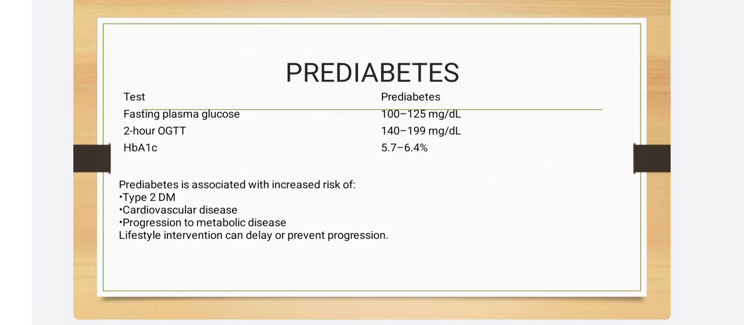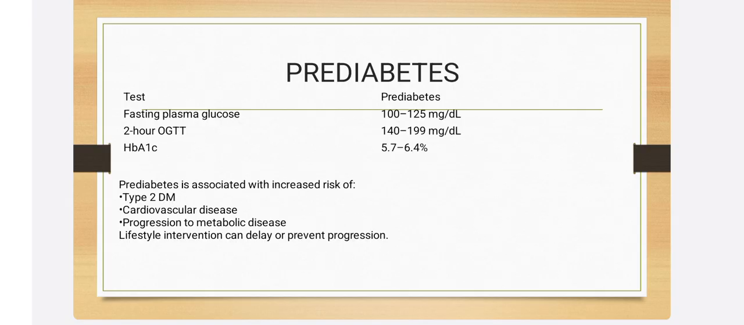Next, prediabetes. Prediabetes means their glucose levels are higher than normal but do not meet the diagnostic criteria for diabetes. For fasting plasma glucose, the range is generally 100 to 125 milligrams per deciliter. For the 2-hour oral glucose tolerance test, the range is 140 to 199 milligrams per deciliter. For HbA1c, the range is 5.7 to 6.4%.